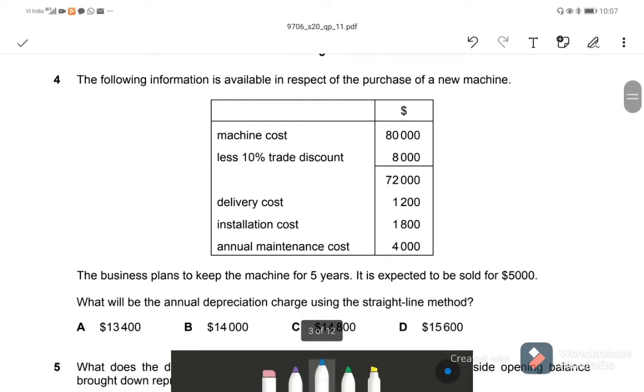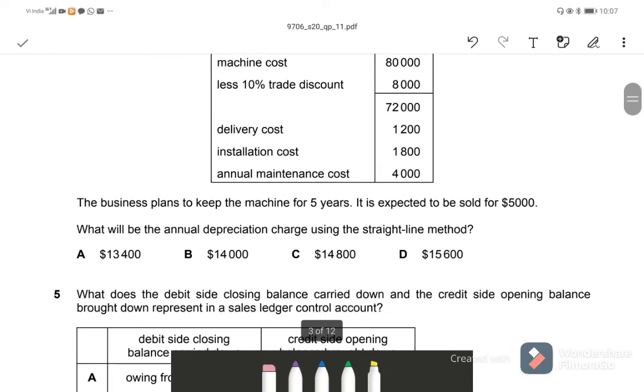Question number 4. The following information is available in respect of the purchase of a new machine. They are given some values: machine cost, trade discount, delivery cost, installation, annual maintenance. What is the question? The business plans to keep the machine for 5 years. It is expected to be sold for 5,000, which means the residual value is 5,000. What will be the annual depreciation charge using the straight line method?